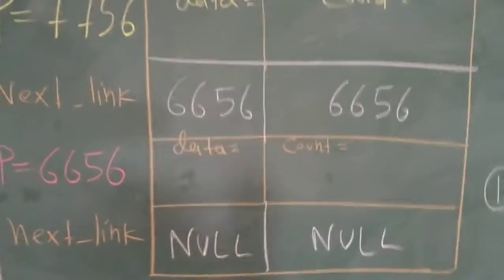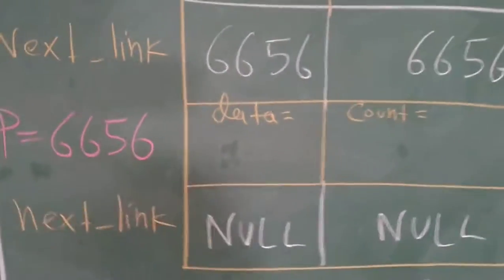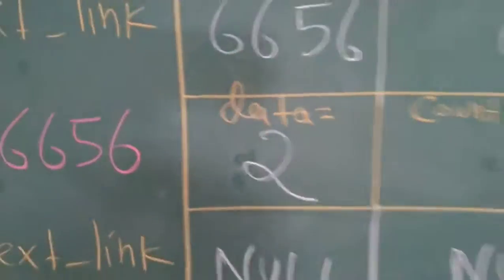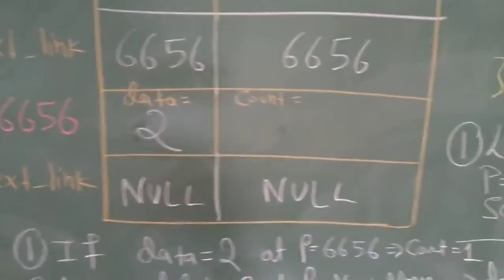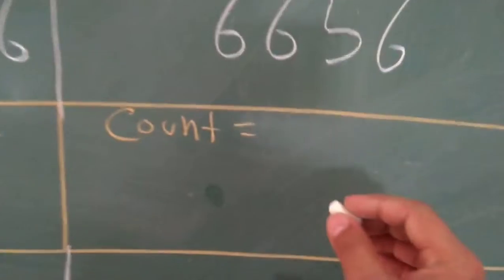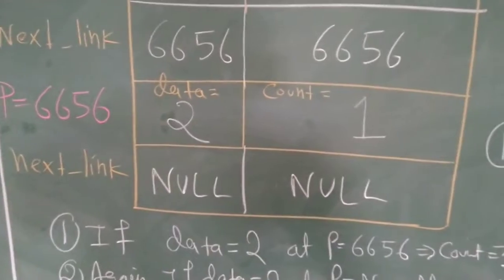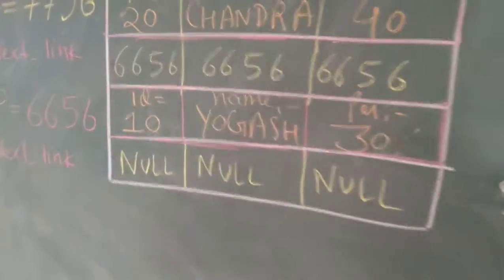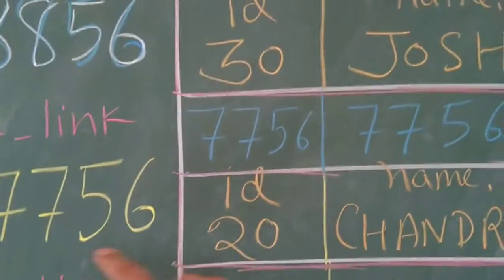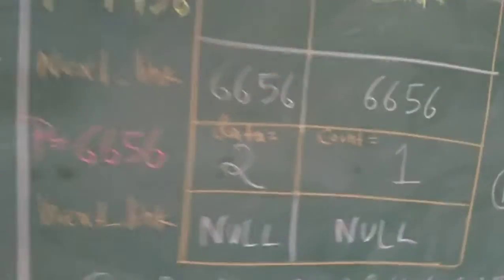At first you created P. Suppose the address of P is 6656. Suppose initially the data you have written is 2. Now the count: the data 2 has come one time, so you will write count equals count plus 1, which means 1. Its next link is initially null because you are using a stack. As I already told you, in your stack the previous address will be stored here. That is the meaning of a stack, the algorithm of a stack.